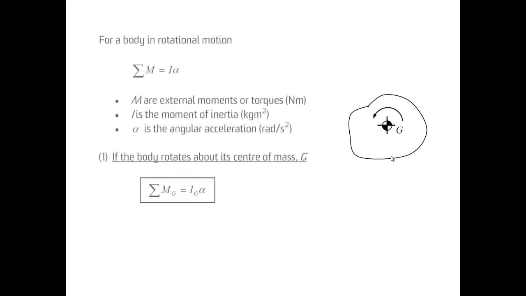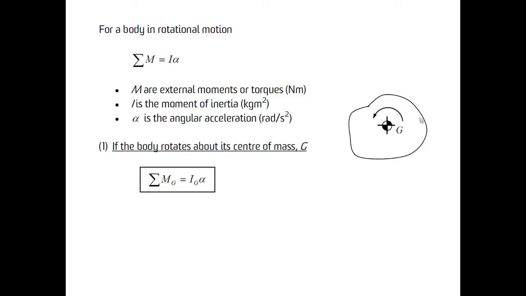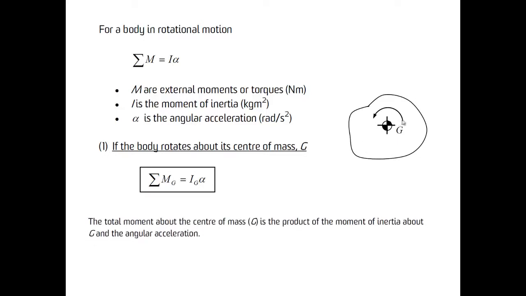Here we have a rigid body diagram. This body is rotating about its center of mass G. Now the total moments about the center of mass G is the product of the moment of inertia IG times the angular acceleration.